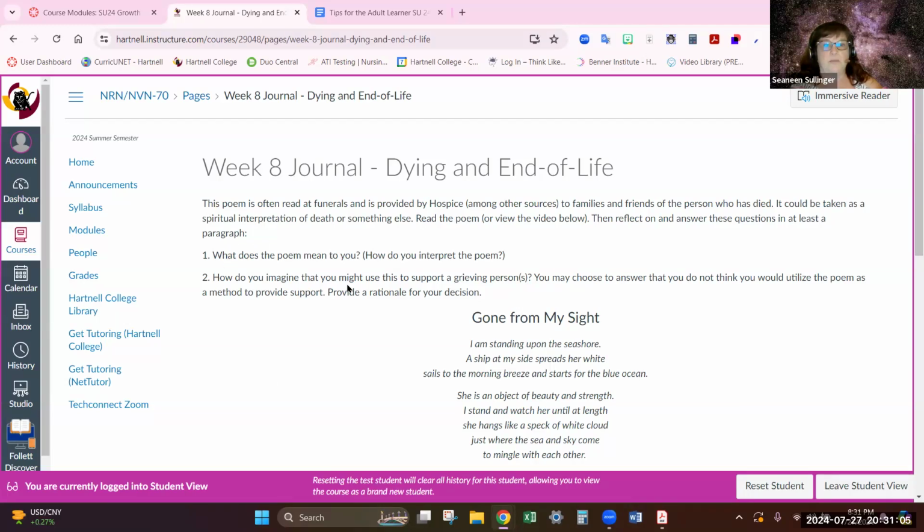What does the poem mean to you? How do you interpret the poem? That's up to you. It's your own personal opinion and interpretation of the poem. And then how do you imagine that you might use this to support a grieving person? You may choose to answer that you don't think you'd be able to use the poem as a method to provide support, but you need to provide a rationale for your decision.